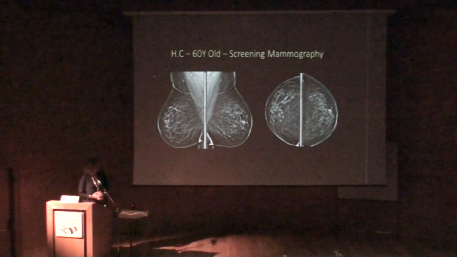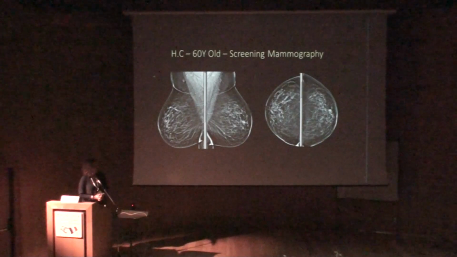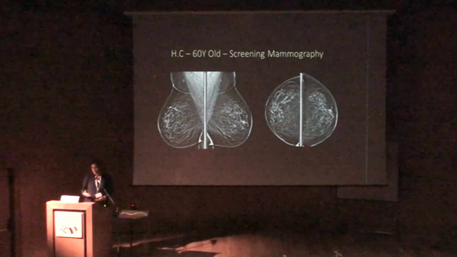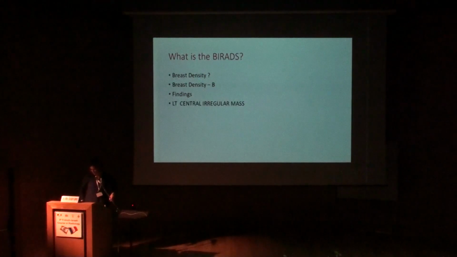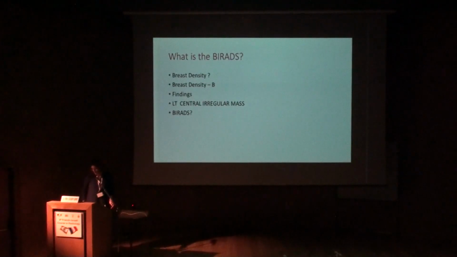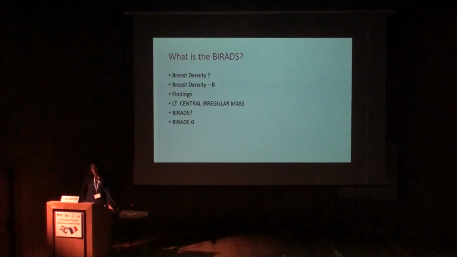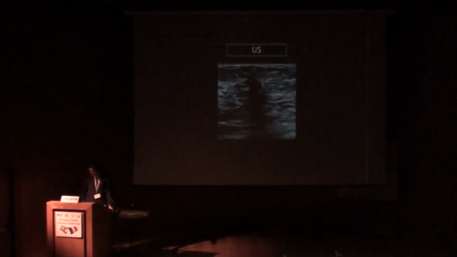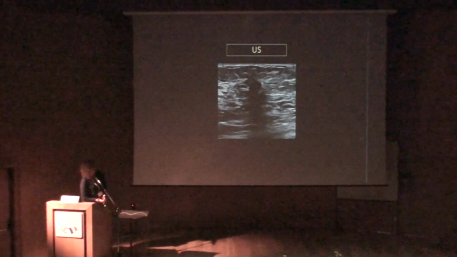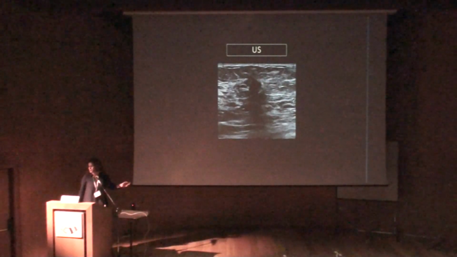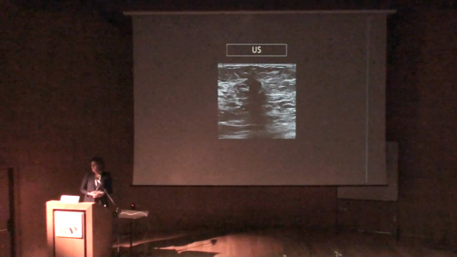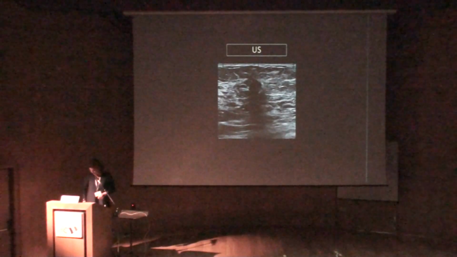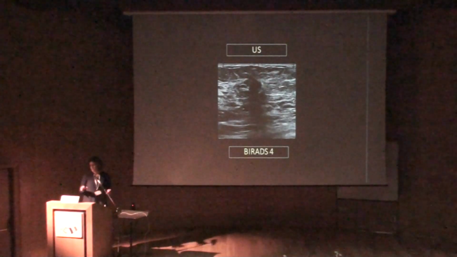There are scattered fibroglandular tissues, but not very dense. And the finding we saw, the left central irregular lesion, is BI-RADS 0, because we need another study. Our next step is ultrasound. On ultrasound, we see this hypoechoic irregular lesion. So it's a BI-RADS 4.